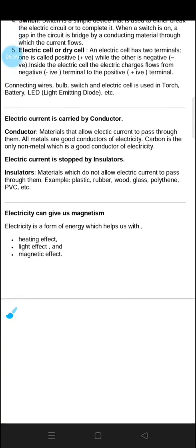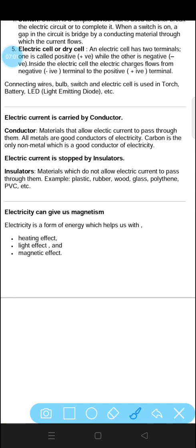Next, electric current is stopped by insulators. Insulators are the materials which do not allow electric current to pass through them. For example, plastic, rubber, wood, glass, polythene, PVC, etc. These all are examples of insulators. They do not allow electricity to pass through them. That is why they are called insulators.